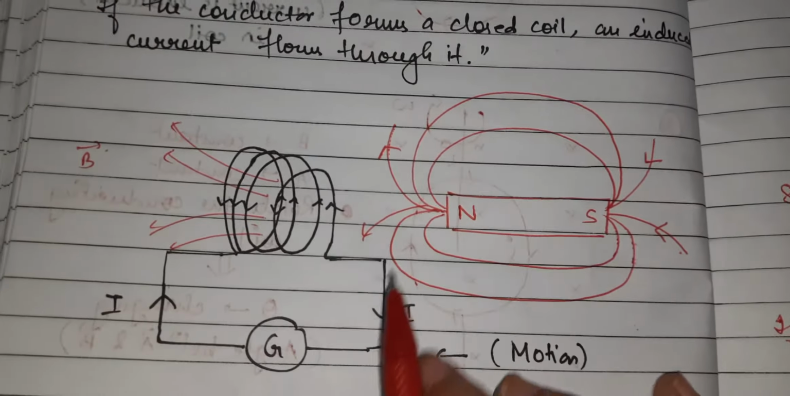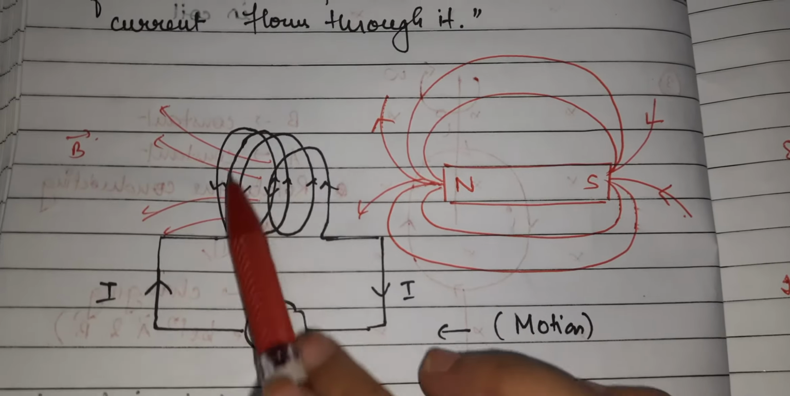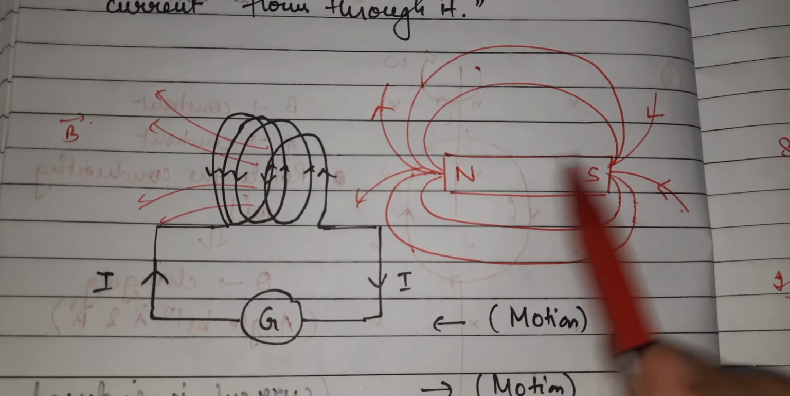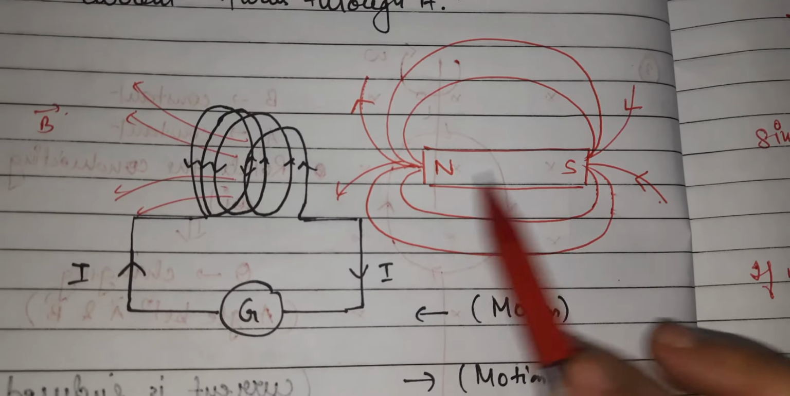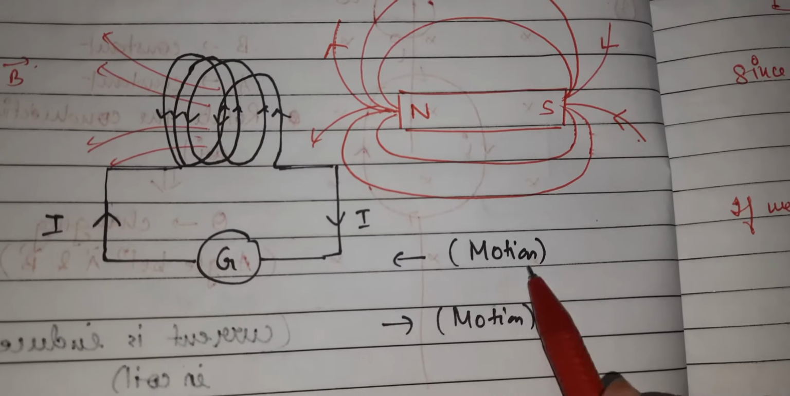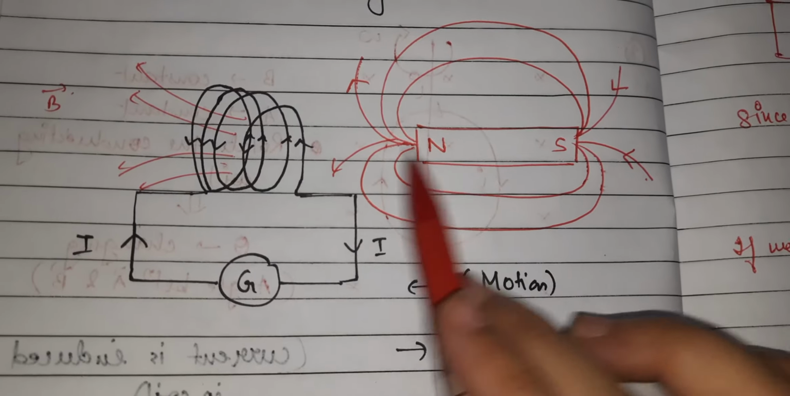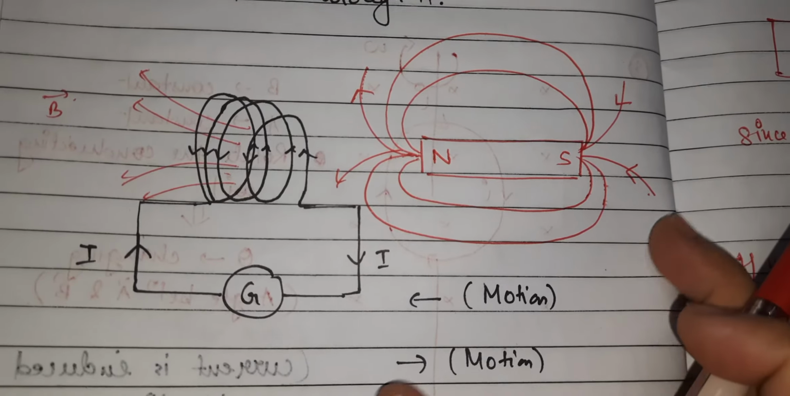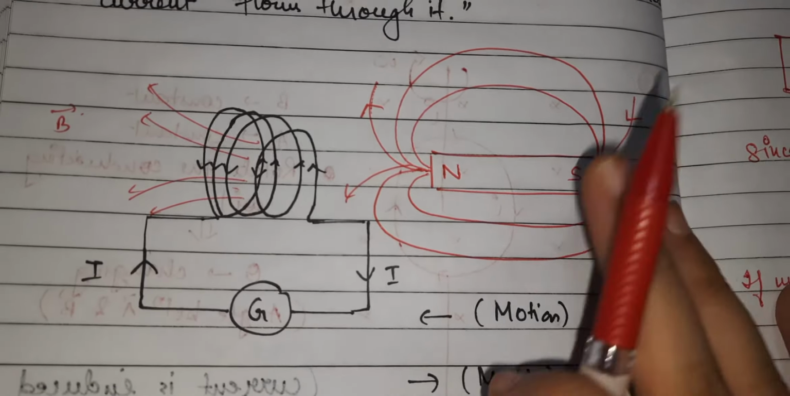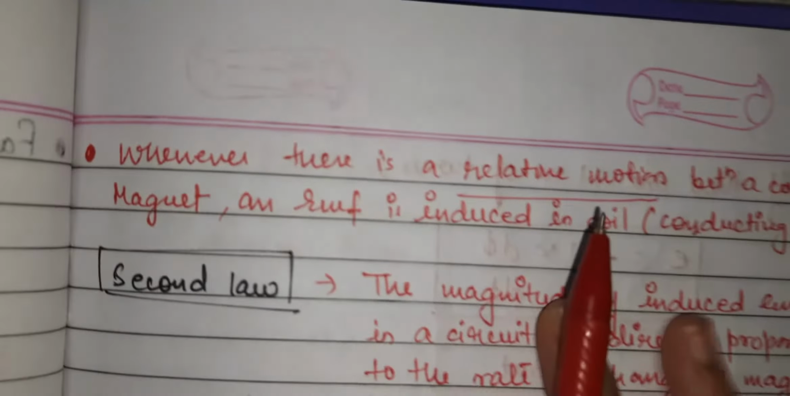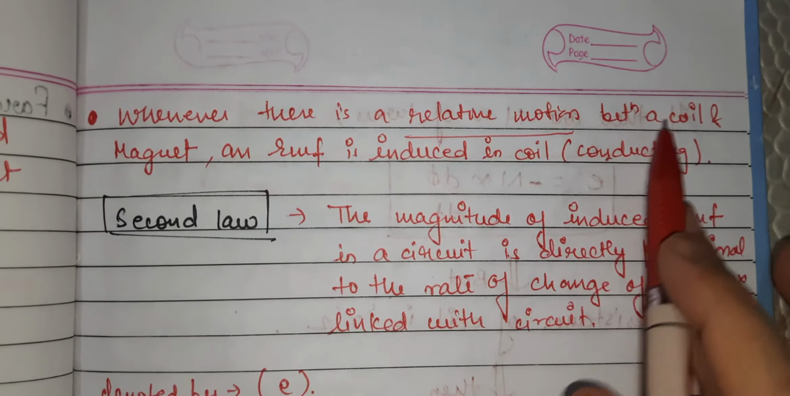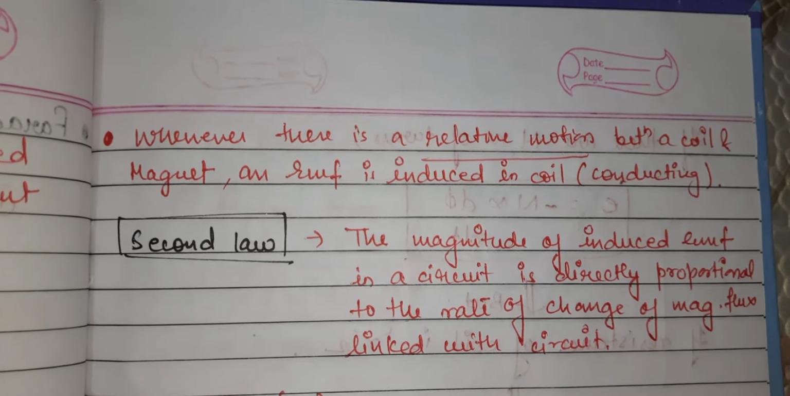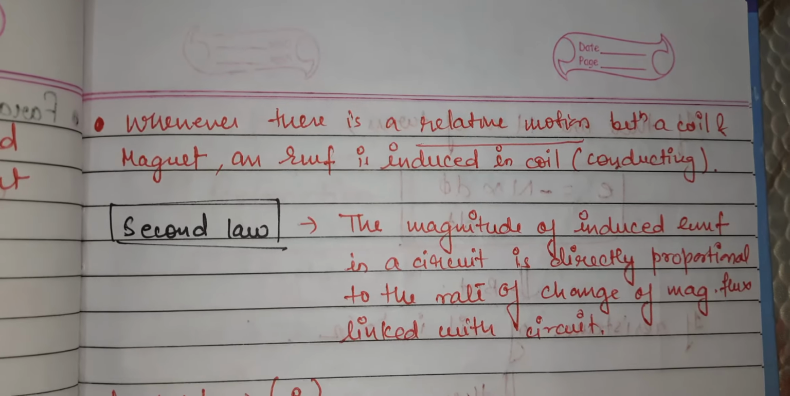Second, how they performed this: they took a coil and connected its terminal ends with a galvanometer. They kept a bar magnet around it and produced relative motion between the magnet and the coil. First they decrease the distance between the coil and the magnet, and afterward they increase it. So whenever there is relative motion between a coil and a magnet, an EMF is induced in the conducting coil. This was done by Faraday and very beautifully explained.